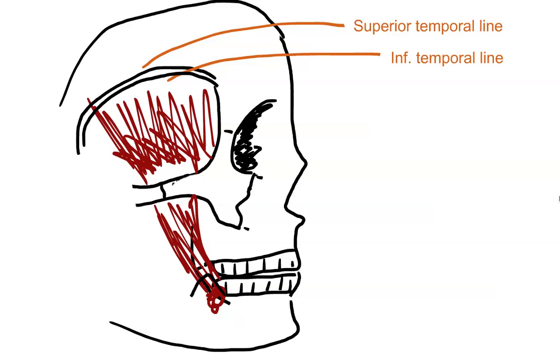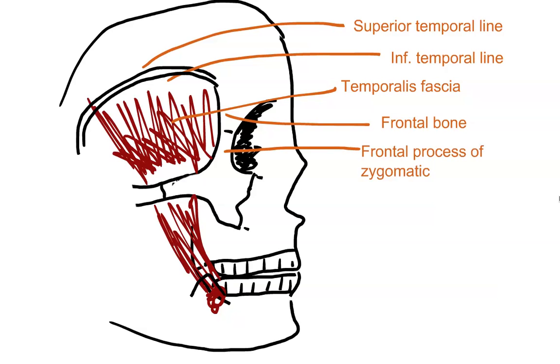The temporalis fascia on the inside of the temporal, the frontal bone and frontal process of the zygomatic bone, and the zygomatic arch.